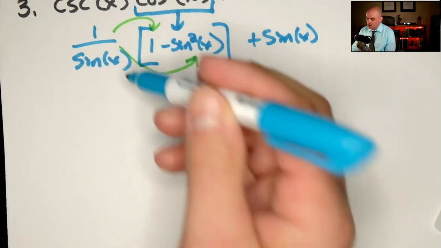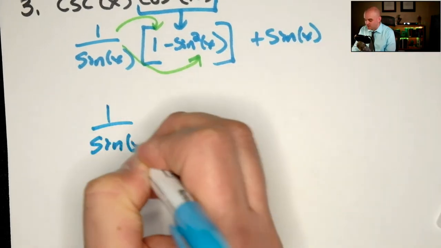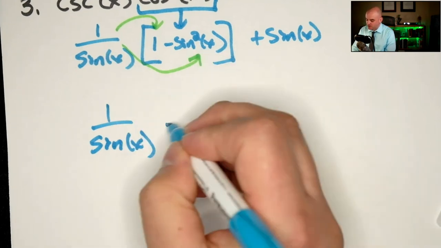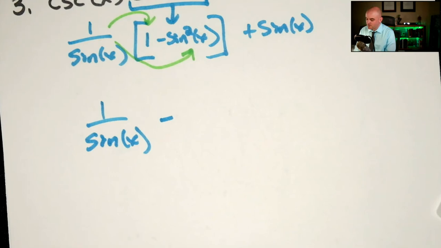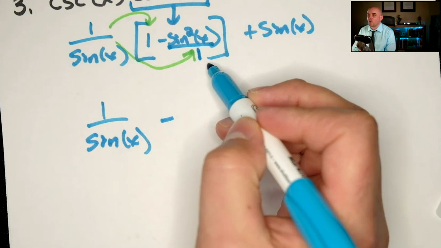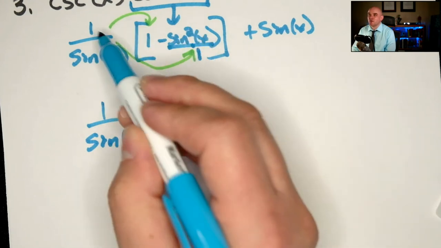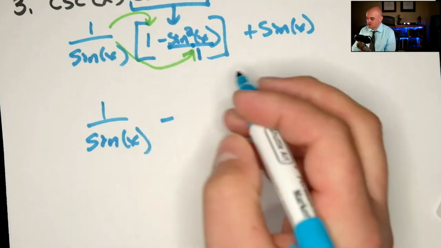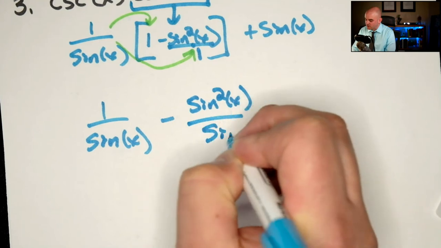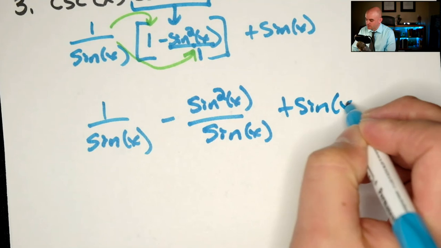So 1 over sine of x times 1 gives me 1 over sine x. And then I've got 1 over sine x times a negative sine squared. So just put the negative there. And so sine squared of x is the same thing as sine squared over 1. And when I multiply this fraction times that fraction, the sine squared is in the numerator and the sine of x goes in the denominator. So I get sine squared of x over sine. And then don't forget the plus sine x there.